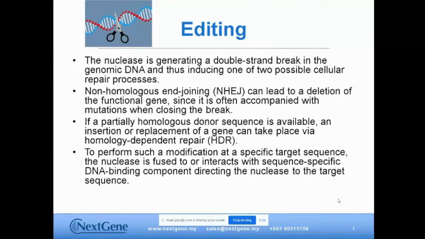If a partially homologous donor sequence is available, an insertion or replacement of a gene can take place via homology-dependent repair. To perform such modification at a specific target sequence, the nuclease is fused to or interacts with a sequence-specific DNA binding component, directing the nuclease to the targeted sequence.